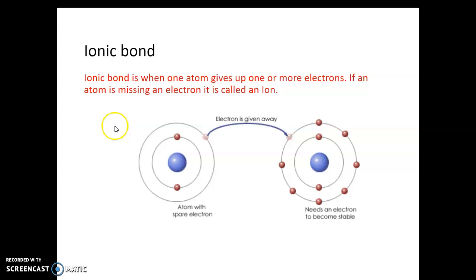Ionic bonds. Ionic bonds is when one atom gives up one or more electrons. If an atom is missing an electron, it is called an ion. Remember, we talked about that. So an atom with a spare electron has too many. Here's an atom that needs an electron to become stable, so it pulls it away, okay?